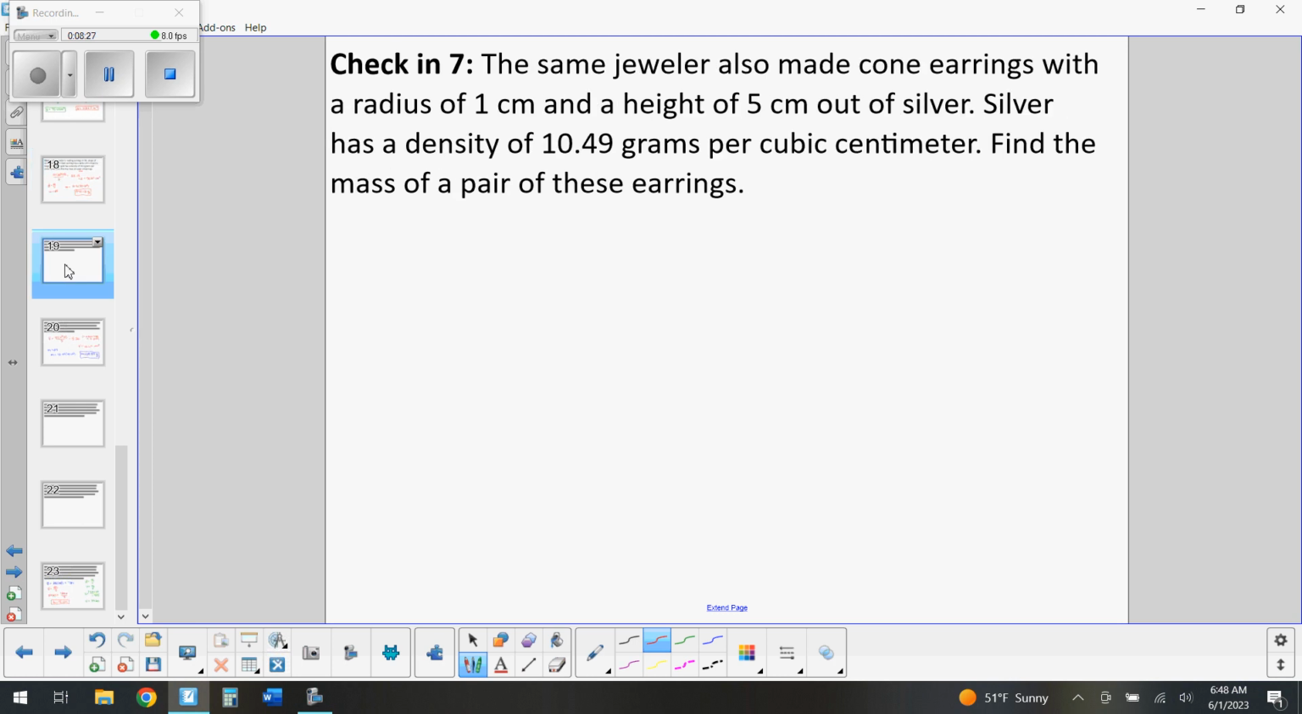You're going to try this one. The same jeweler also made cone earrings with a radius of 1 centimeter and a height of 5 centimeters out of silver. We were given the density of silver. Find the mass of these earrings. Pause. When you're ready to see the answer, hit play.